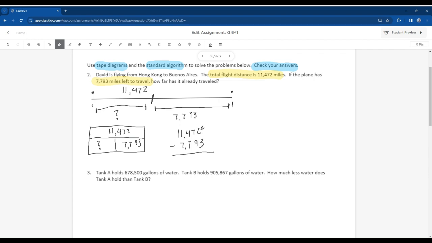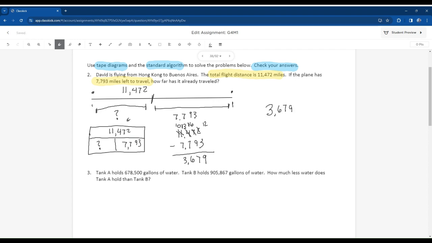Again, got to regroup in our ones place. 2 minus 3 I cannot do, so I'll regroup from the tens. 12 minus 3 is 9. 6 minus 9, I'll need to regroup. 16 minus 9 is 7. 3 minus 7, I'll need to regroup again. So I'll regroup 1,000 for 10 hundreds and 10 extra hundreds. 13 minus 7 is 6. And need to regroup one last time. 10 minus 7 is 3 to make 3,679. Quickly check my work.